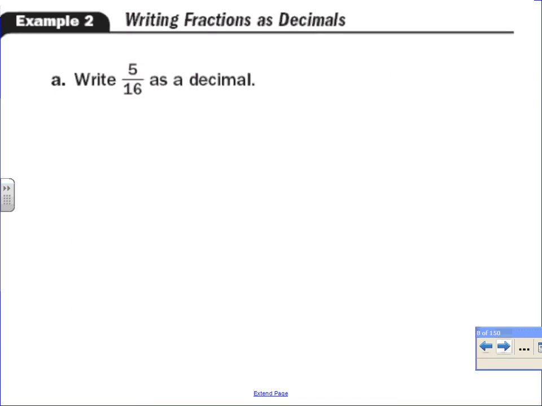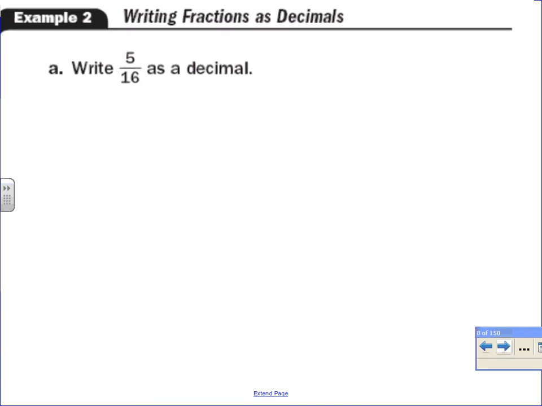Are you ready? No calculator. Time for long division. We need to change 5/16 to a decimal. Who remembers how to use long division? What goes in front? What goes on the inside? I know it's probably been a while. Briar?